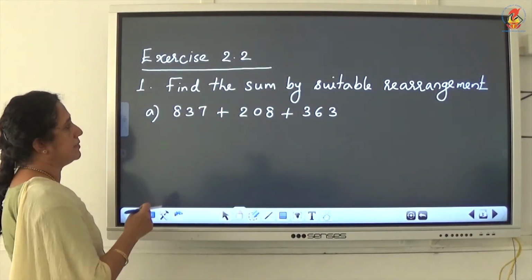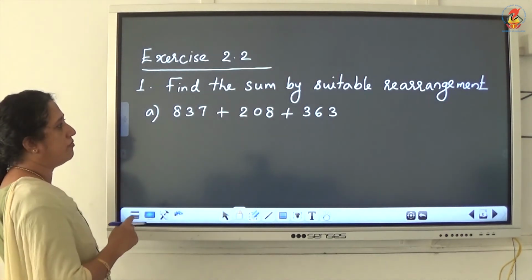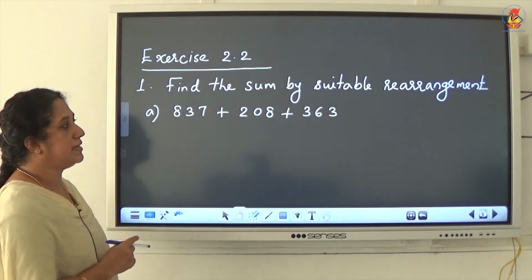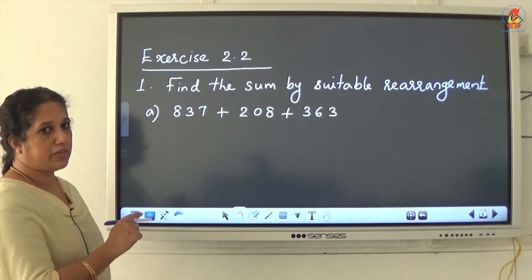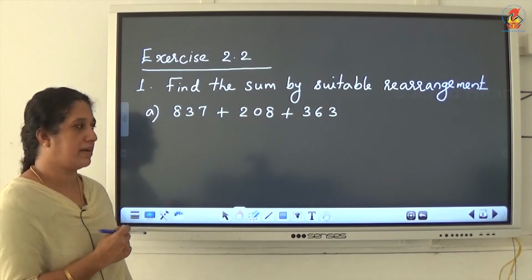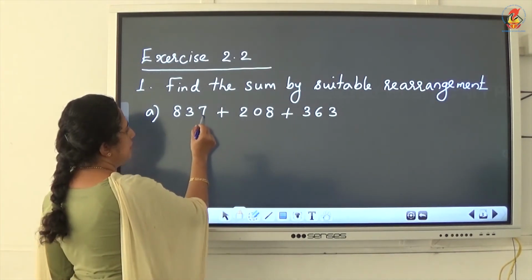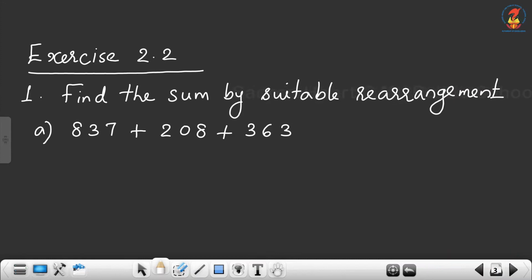Now come to this problem, exercise 2.2, question number 1. Find the sum by suitable rearrangement. Now we have to arrange the numbers and find the sum. Now look at that. When we add 7 and 8, what will be the sum? 15. The last digit is not 0. But when you add 837 and 363, the last digit here is 7, here it is 3. Therefore, 7 plus 3 equals 10. So we can consider these two numbers in one group.